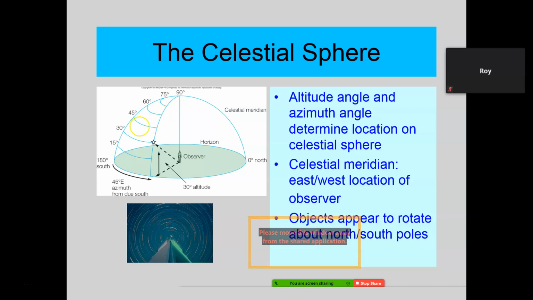That would be directly overhead on his celestial meridian. And then on the meridian where this star is, that meridian would be 45 degrees east of due south. That would be the azimuth angle. And then going up that meridian would be 30 degrees north from his horizon. So that's how that guy would locate that star at that moment. So that's how we use the celestial sphere, or one simple way of using it.